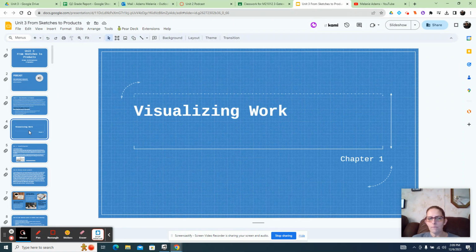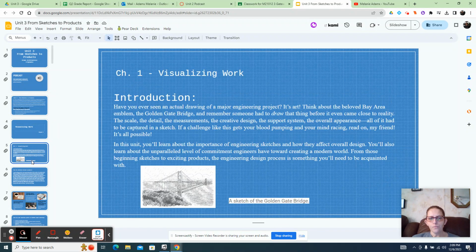So chapter 1 talks about visualizing your work. Visualizing your work is going to be talking about your sketches. In any major engineering project, you're going to have some drawings. Drawings are typically to scale drawings. And if I were there with you, I would show you an engineering scale ruler, which we have in the classroom. In this unit, you're going to do some engineering sketches and learn how they affect an overall design.